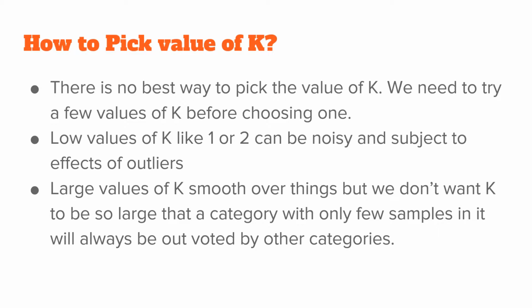How to pick the value of k? There is no best way to pick the value of k. You need to try a few values before choosing one. It starts with a little bit of trial and error. Low values of k, like 1 or 2, can be noisy and subject to effects of outliers. Large values of k smooth over things, but we don't want k to be so large that a category with only few samples in it will always be outvoted by other categories. Now, I'll be demonstrating KNN using code and explaining what happens when we are implementing KNN.